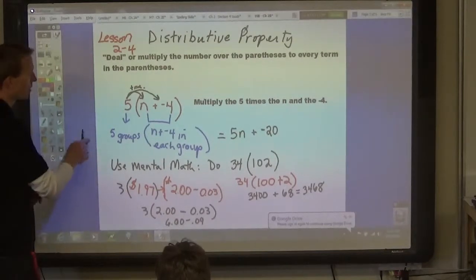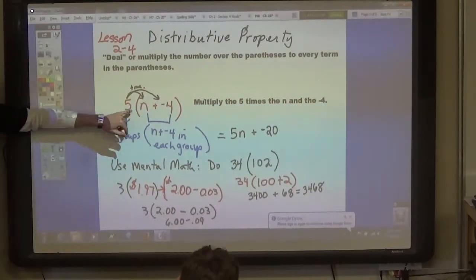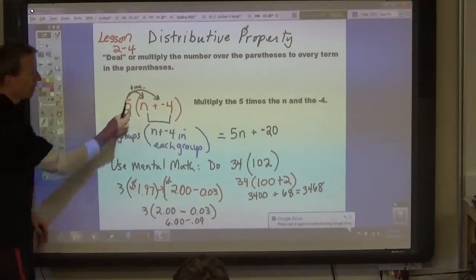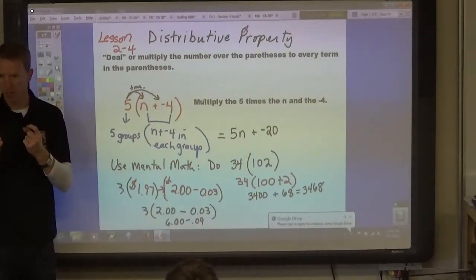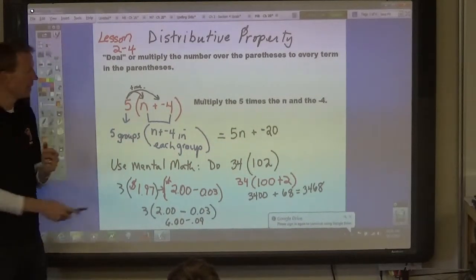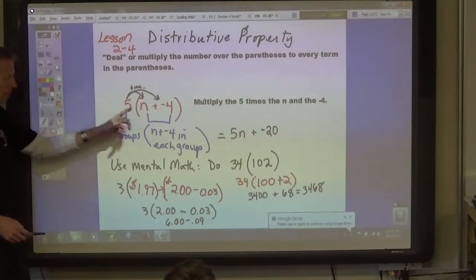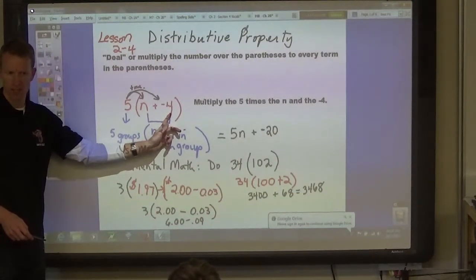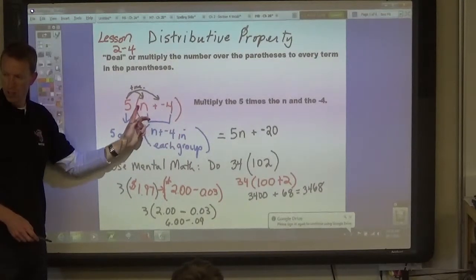So, this is what it looks like. You're looking for a pattern here. You're looking for a number outside of parentheses when inside the parentheses you have two terms that you can't add. Okay? These are different terms. Why can't you add these? Why can't you add n and -4? There isn't a variable for -4. And 4 is negative stuff.